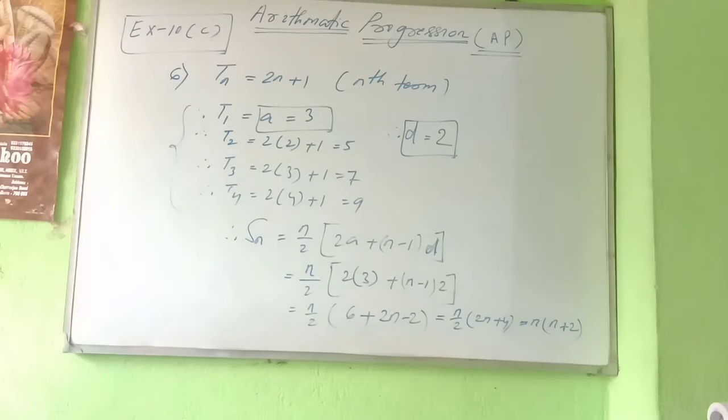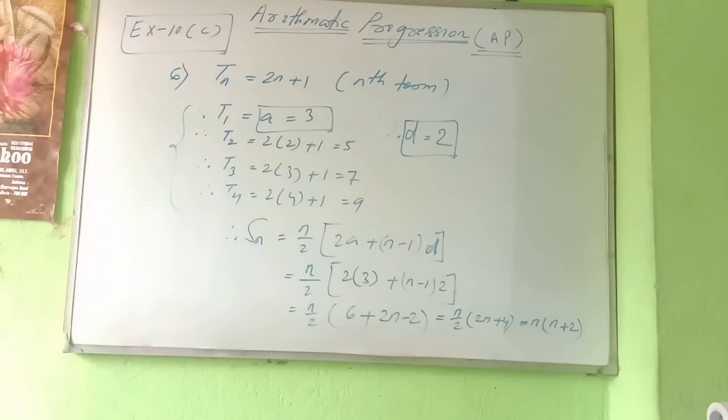Okay, just see. Sum of n terms you have to find out. Question given, nth term given, that is 2n plus 1. Put the value of n equal to 1, you will get the first term. Again n equal to 2, 3, 4, like this you are finding second term, third term, fourth term, consecutive terms. Then find the common difference. D is equal to T2 minus T1, T3 minus T2, T4 minus T3. In this way, you are able to find the first term and common difference.